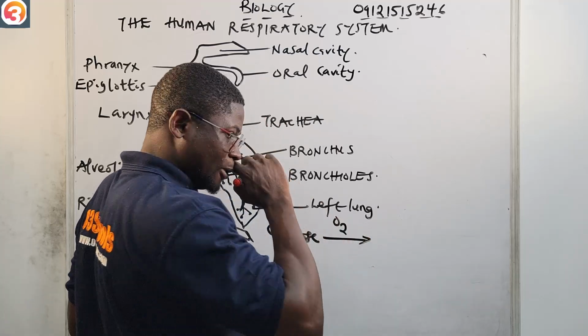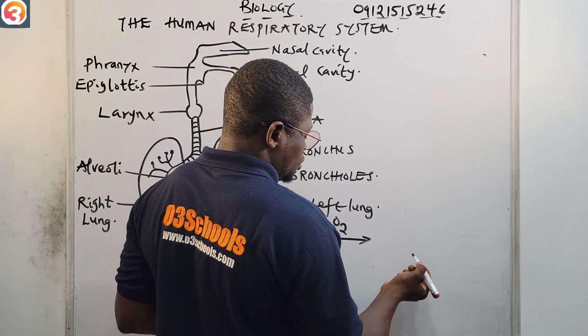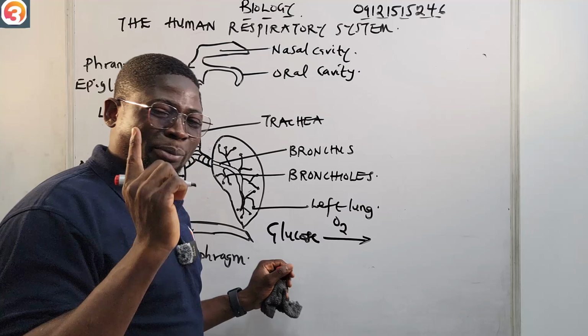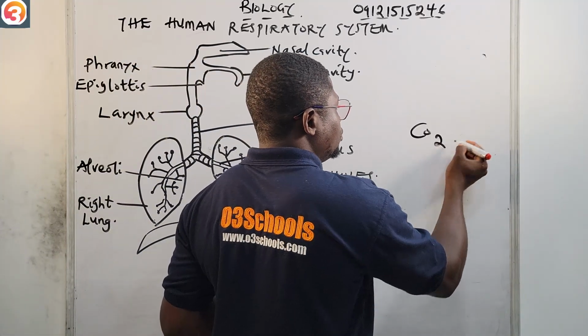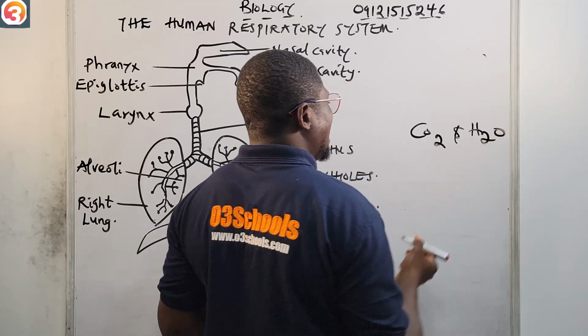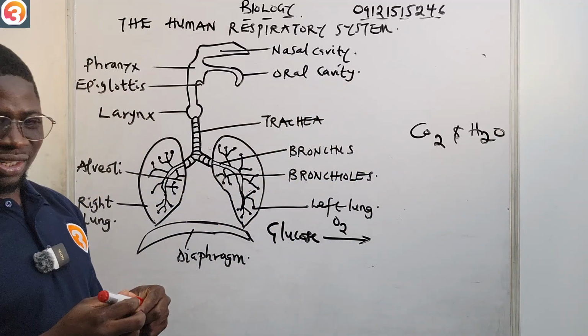Oxygen, O2, is broken down to release energy, but some byproducts are also expelled: CO2 and H2O are the byproducts that we get from this reaction.